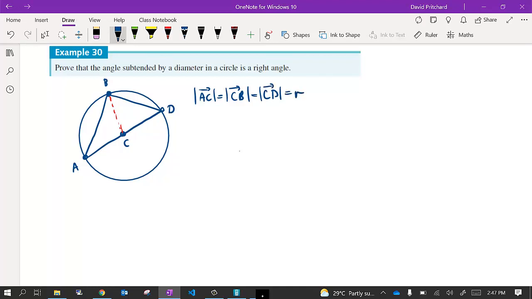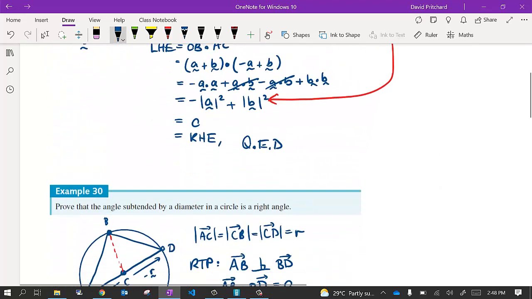Now, because AC and CD are on the diameter, we might say that this is the radius vector, and therefore this one here is negative radius vector. And because we're trying to prove a right angle, we're trying to prove perpendicular, so our RTP statement is going to be that we're trying to show that AB is perpendicular to BD. And that means we're looking to show that AB dot BD is equal to 0. As soon as we've got past that setup stage, this proof is very, very similar to the last one we just did.